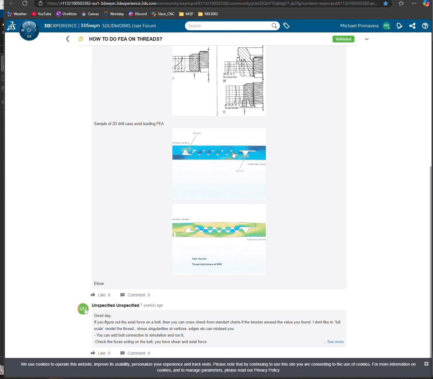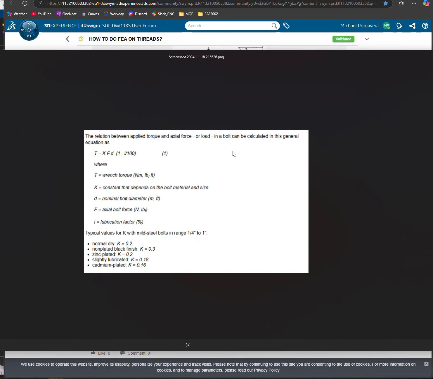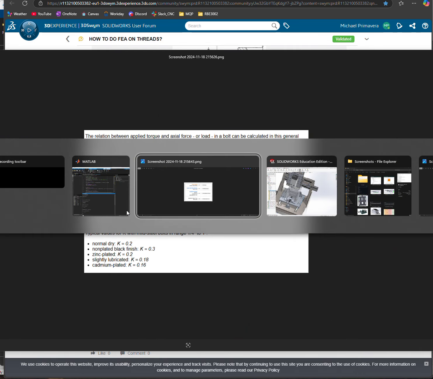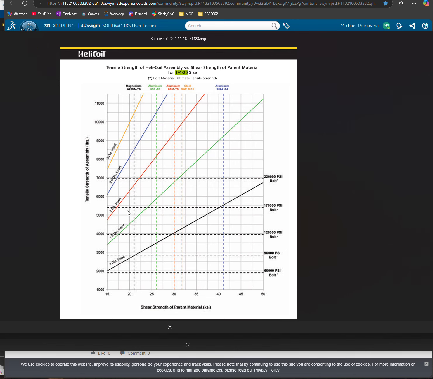So to start, I found this formula right here, and what we want to know is the torque, so I had to work backwards with the axial bolt force. I was able to find this value from this chart right here. This is from Stanley's website, and for a 1/4-20 HeliCoil, this is the chart that you can use.